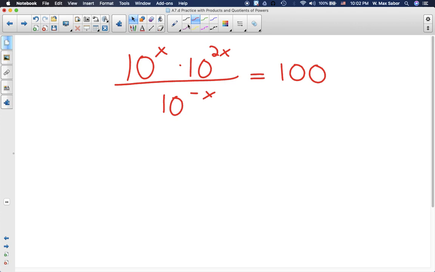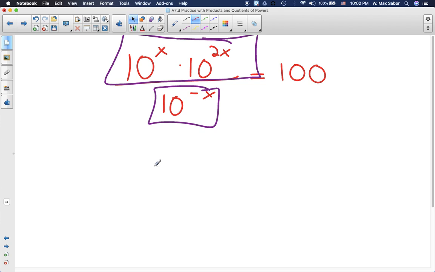This is a little more confusing. But these are multiplied together, so we add those exponents. And then we will subtract this from it because it's divided. So 10 to x plus 2x is 3x minus the negative x equals 100. 3x minus negative x is positive 4x.